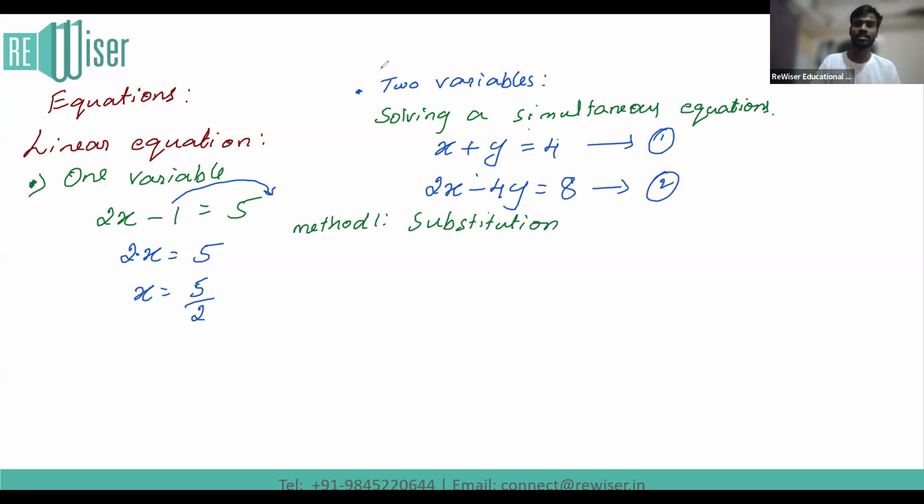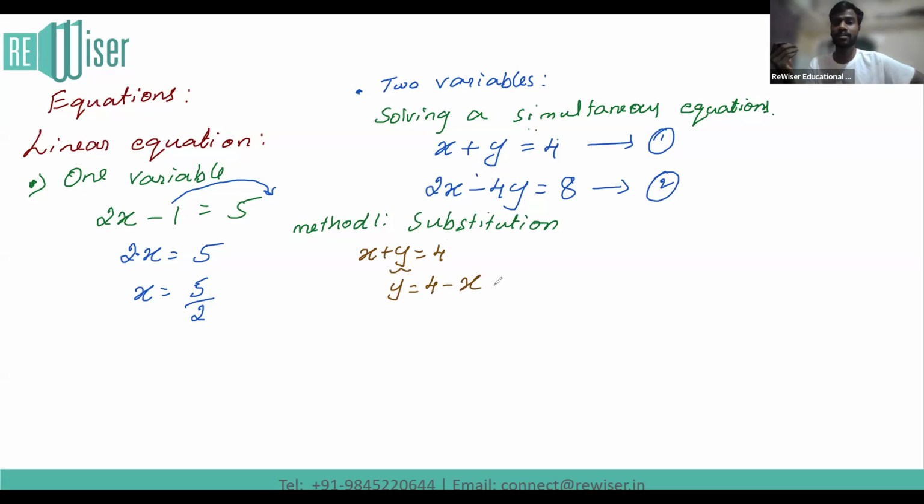So substitution means step number one is to choose one of the equations and make one of the variables the subject. I'm going to choose the first equation, and we can make any one variable the subject. Let me make y the subject. The first equation is x plus y equals 4. If I make y the subject, I have to take x to the other side. So y is going to equal 4 minus x.